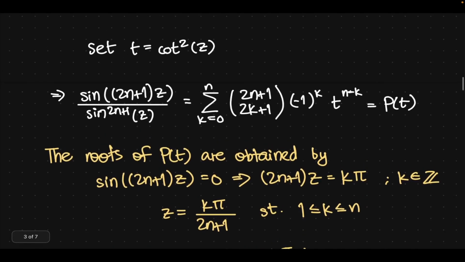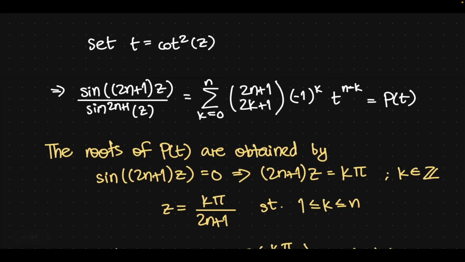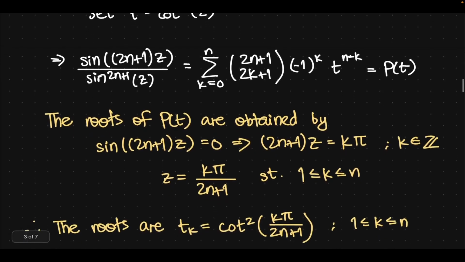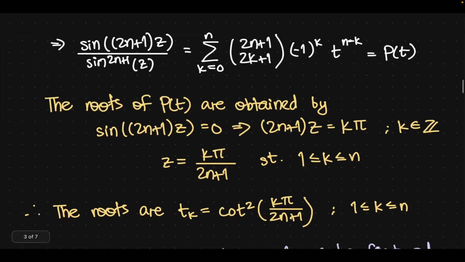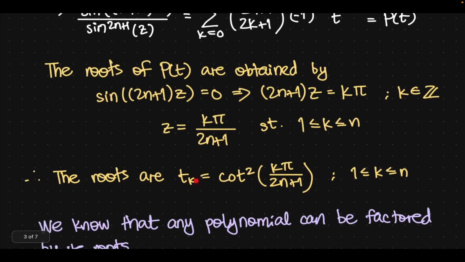Now you can see that this is the only unique set of values for z. In the last video, I argued that if we take any other values, where k is greater than n, then we just end up repeating this set of 1 through n for the cotangent squared function. So please check that out. That's another justification for why k is between 1 and n. The more solid justification is just the fundamental theorem of algebra. So the roots are t_k equals cotangent squared of k pi over 2n+1, where k is between 1 and n, both inclusive.